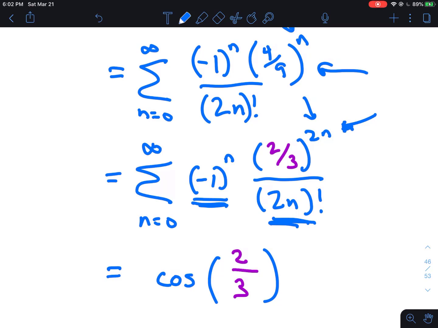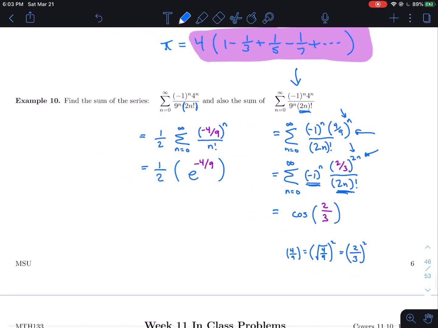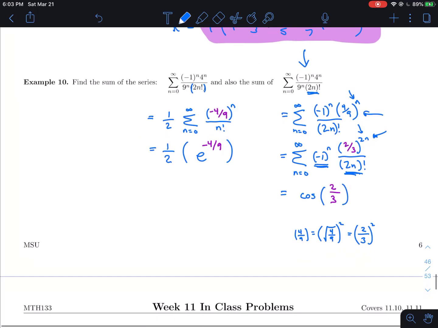So if you were to sum all of this together, the output would be that it converges, and it converges to cosine of 2/3. All right, so that is the last problem relating to finding what these series actually sum to, thanks to the Maclaurin series. Now let's go ahead and move on.